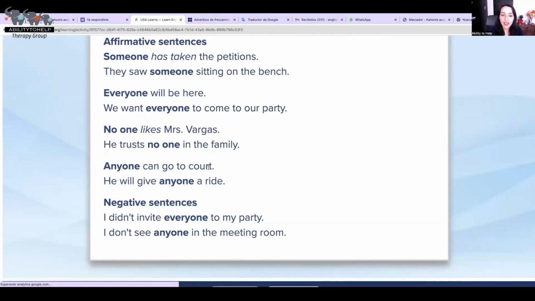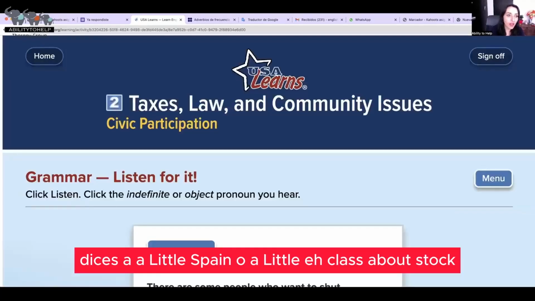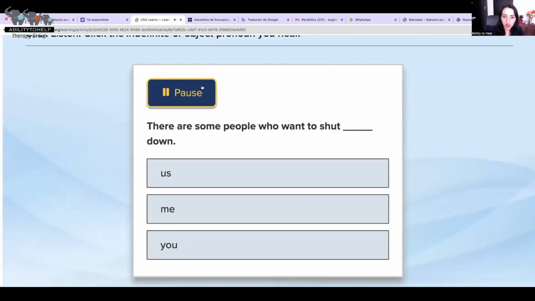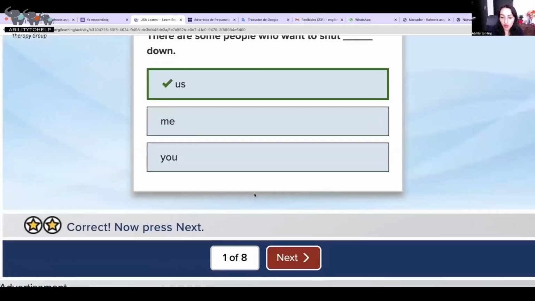Negative sentence, you could add this kind of indefinite pronouns with negative statements. So, I didn't invite everyone to my party. I don't see anyone in the meeting room. So, this is a little explanation or a little class about this topic. There are some people who want to shut us down. This is an object pronoun. You know this topic.